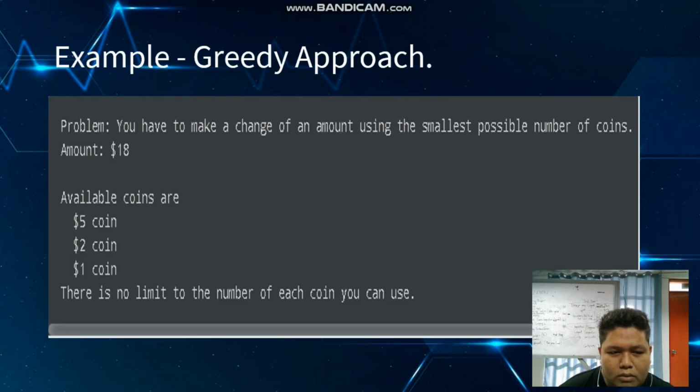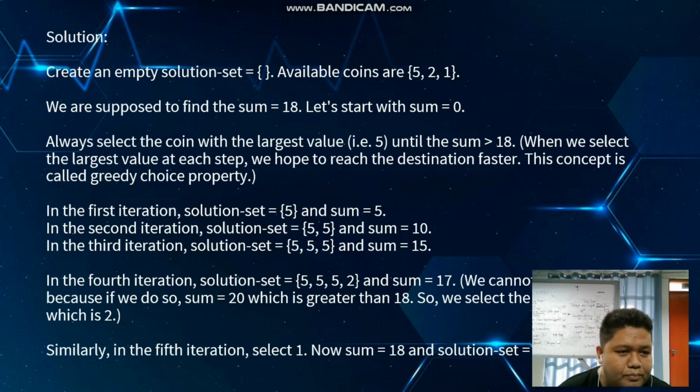Next, an example of a greedy approach problem. You have to make change for an amount using the smallest possible number of coins. The amount is $18. The available coins we have are the $5 coin, the $2 coin, and the $1 coin. There is no limit to the number of each coin you can use.